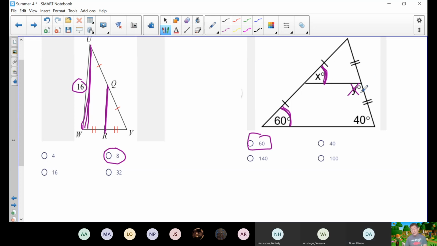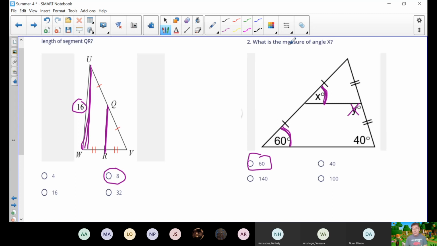Actually, Y is 140, but look at this question. What is the measure of angle X? X is 60. You know, these put together make 180, so Y is 140, right? But don't pick 140, because we're looking for X. Everybody got it?